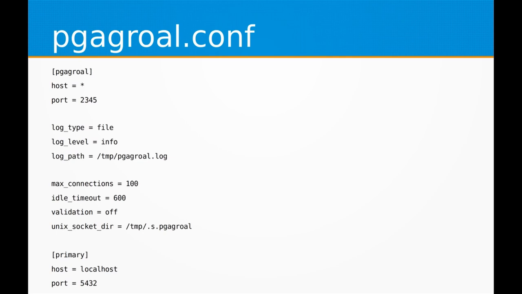The first file is pgagroal.conf, which contains the main configuration. The main section is called pgagroal. We bind port 2345 on all network interfaces. We will do logging to our file at info level. There will be a maximum of 100 connections that have an idle timeout value of 10 minutes. Validation is off, and we will specify the Unix socket directory. Next, we'll define a section called primary, which will be a local Postgres instance running on port 5432.